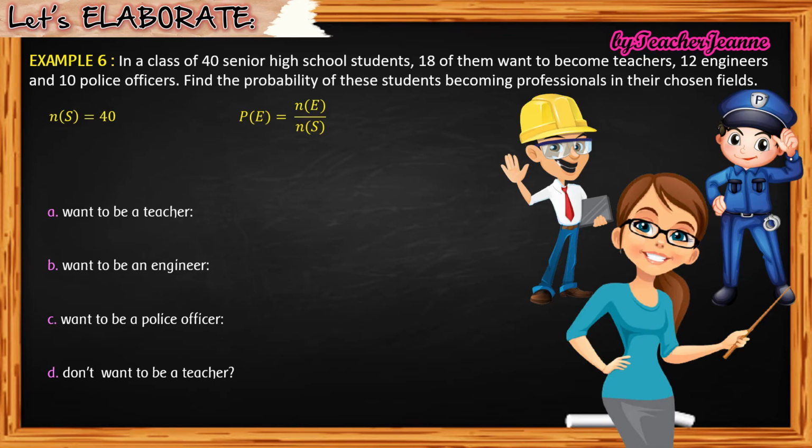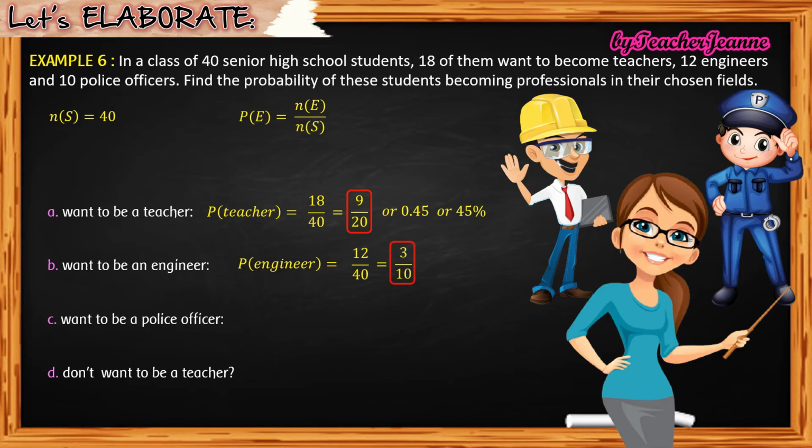For letter A, the probability of these students who want to be a teacher is 18 out of 40, or 18 over 40, and the greatest common factor is 2, so we have 9 over 20 as the simplest form, or in decimal that is 0.45, or 45%. For letter B, the probability of these students who want to be an engineer is 12 over 40, or 12 out of 40, and the greatest common factor of 12 and 40 is 4. So we have 3 over 10, or 3 out of 10, as the simplest form, or in decimal that is 0.3, or 30%.